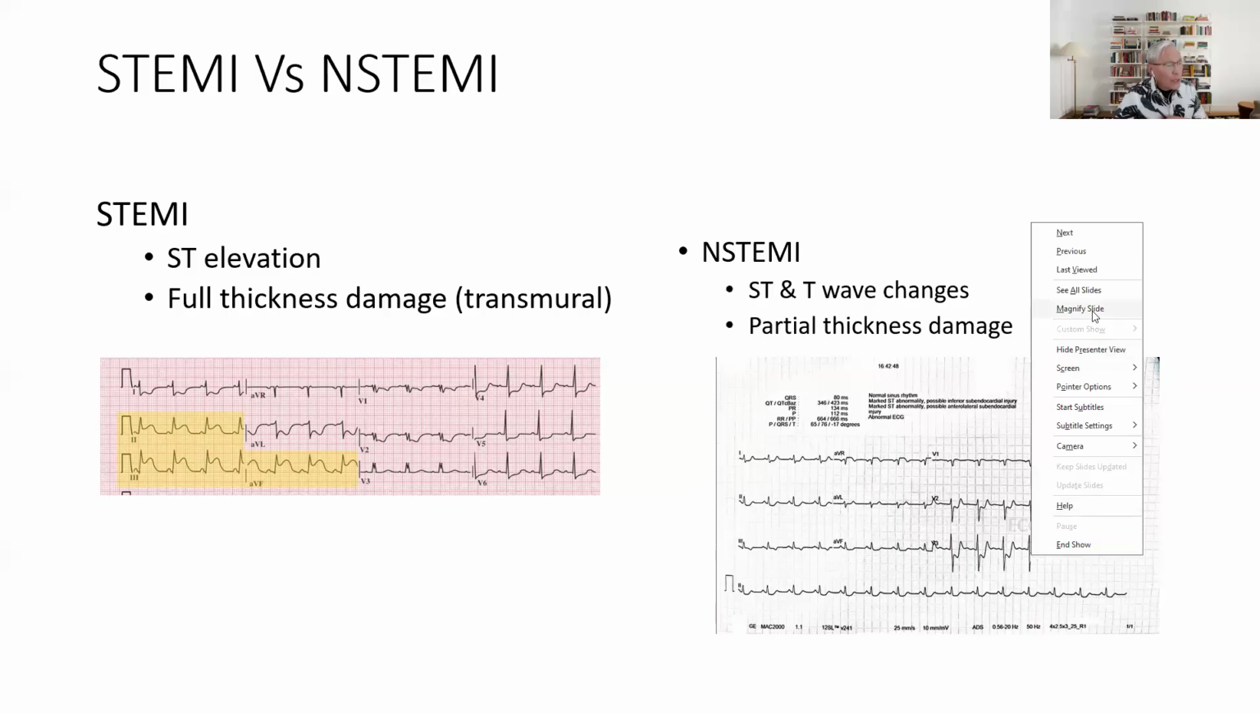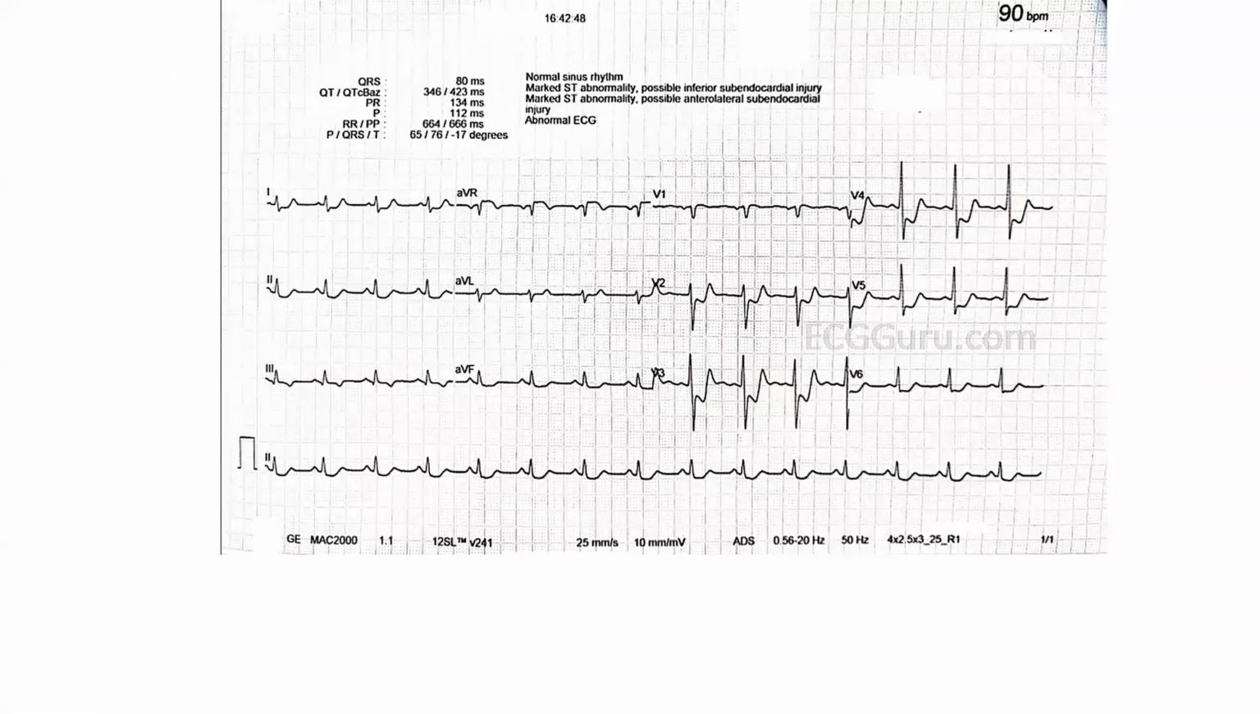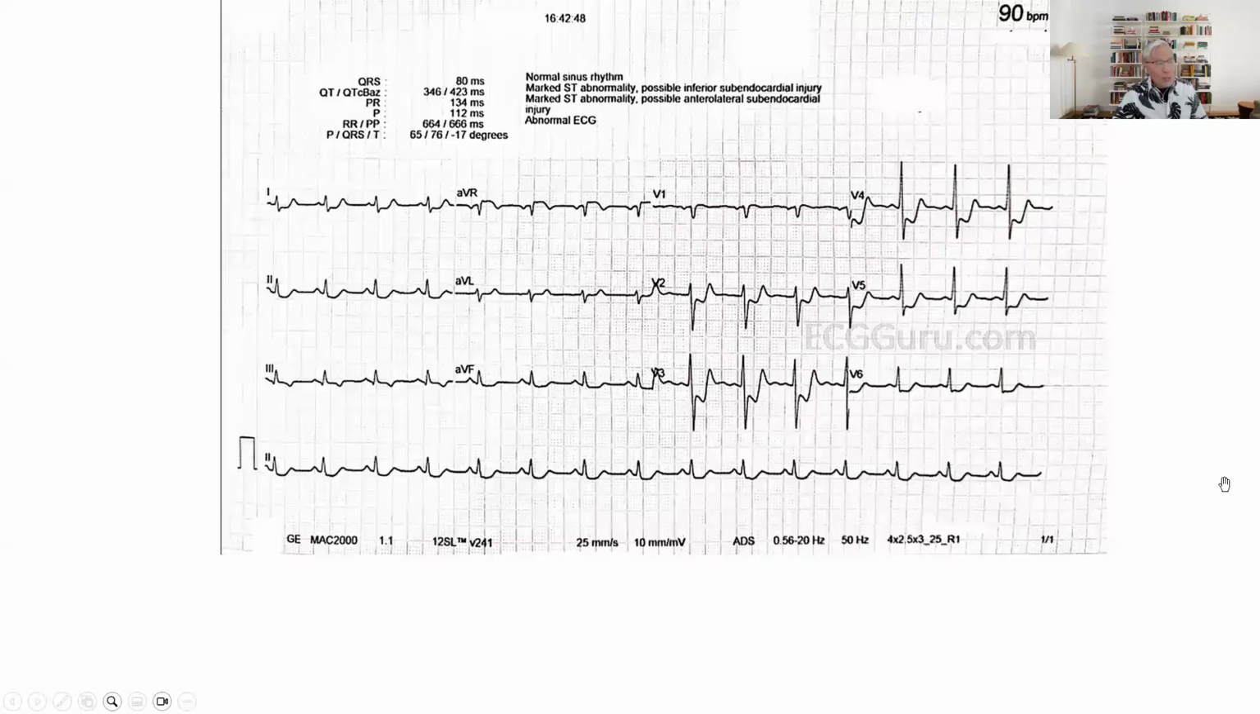Now, over here, what do you notice? There's no ST elevation. Look at the electrocardiogram. Do you see any ST elevations at all? Right over here, right over here, right over here, there's none. There might be this one, but it's only one. In order to diagnose MI in the ECG, you must have 2 or more ST elevated leads.